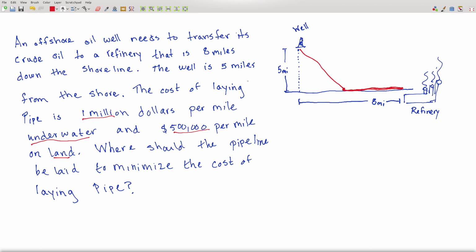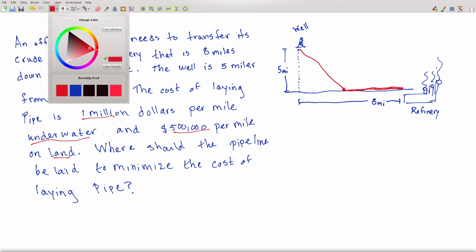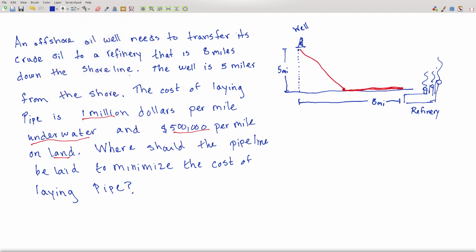Before we can really use the two different costs, we have to know the distances that we're talking about. So we have to try to improve our understanding of this a little bit. I will write down something that it might be good to keep track of. Let me go back to blue. Okay, what we're really working with here is we're trying to minimize the cost. So it would be nice to have an equation for the cost.